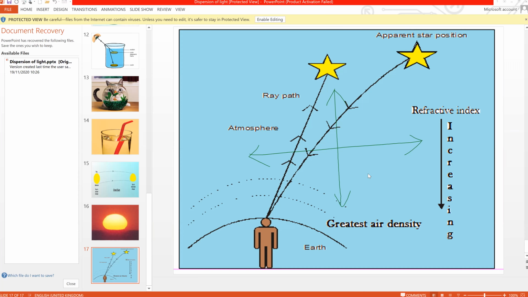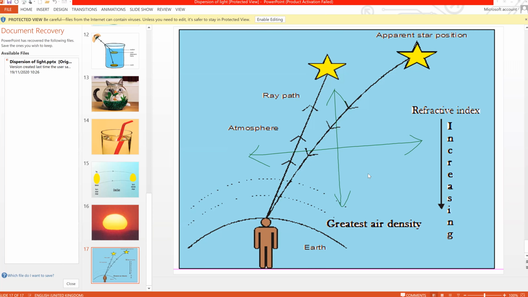I want to explain the stars once. Where are stars present? Stars are above the atmosphere, I mean the last layer of the atmosphere, let us say. Surrounding the star, what is present? Air particles are present. Atmosphere is present surrounding the star. The atmosphere is made up of air particles.